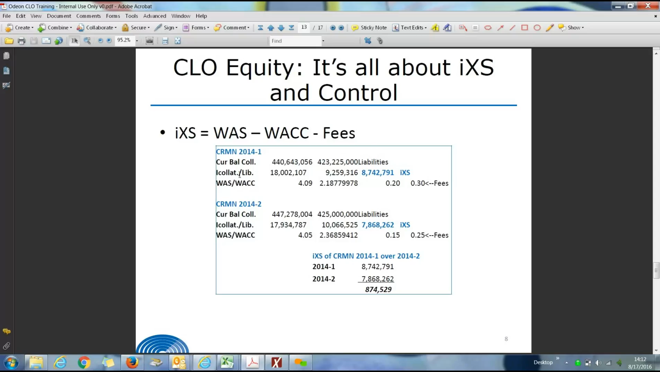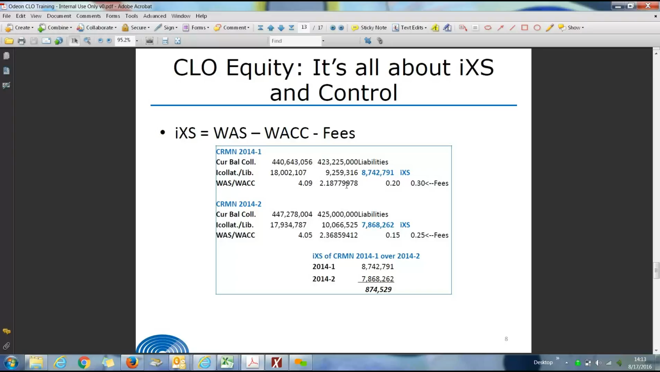So here's what I'm showing here. We were showing this CRMN 214.2 or 214.1 and 214.2 had just traded, and everybody was whining that it was a better bond and all this kind of stuff. And I was like, wait a second, let's look at this. When I say weighted average spread, that's the loans. Weighted average cost of capital, that's what WACC is. That's the bonds.